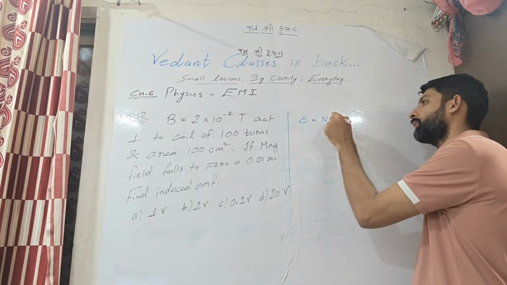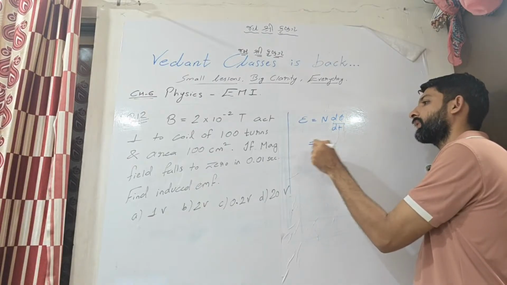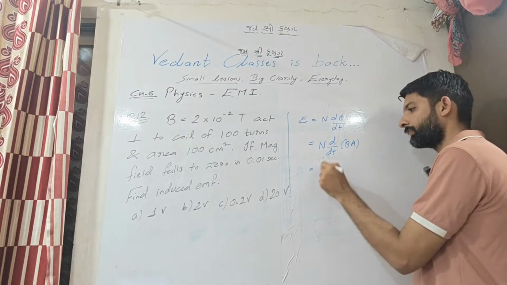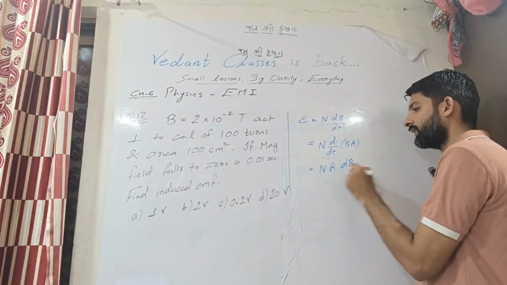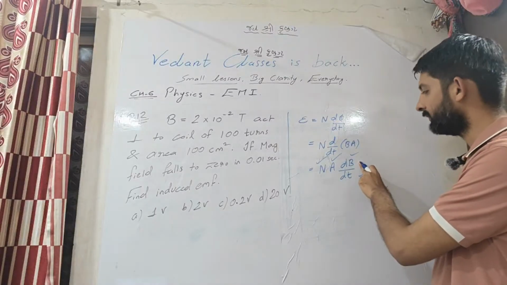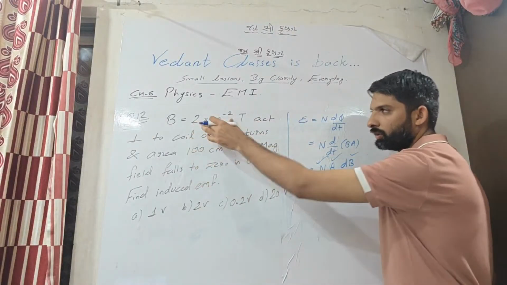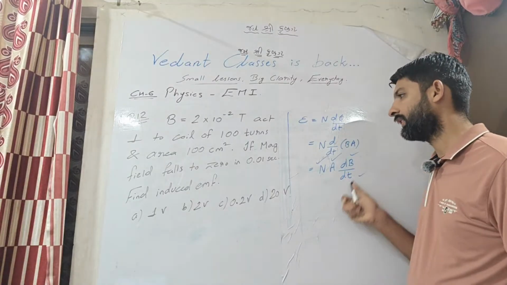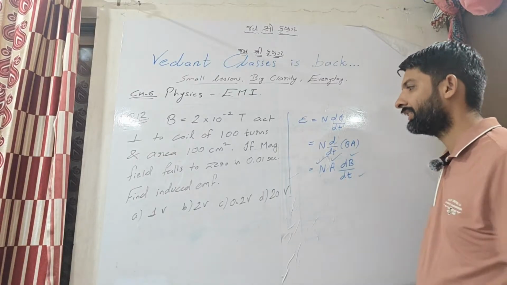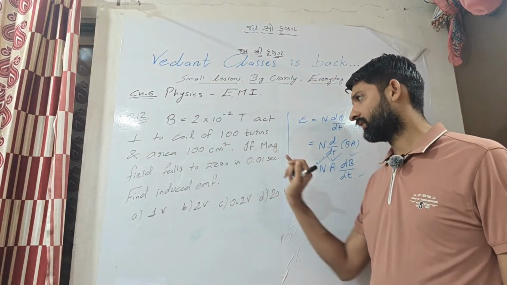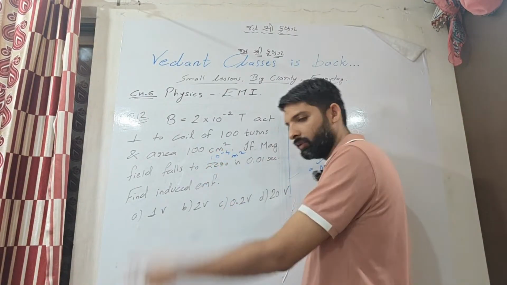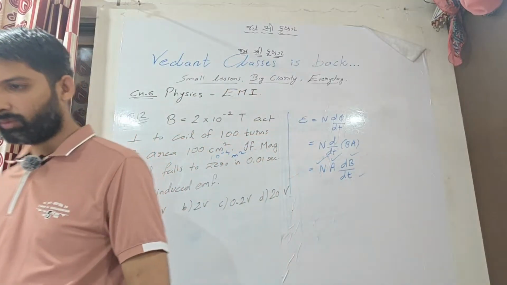Induced EMF is equal to n d phi by dt, and here n d by dt of B into A. So you have to take A out, change in magnetic field upon time. All these values you are having, you can put the value of B. B is this minus 0, so it will remain 2 into 10 power minus 2 only. Time is 0.01, that is again 10 power minus 2. You can cancel it out. Value of n is 100 and A is 100 centimeter square, so it is 10 power minus 2 meter square you have to take. Okay, very good.